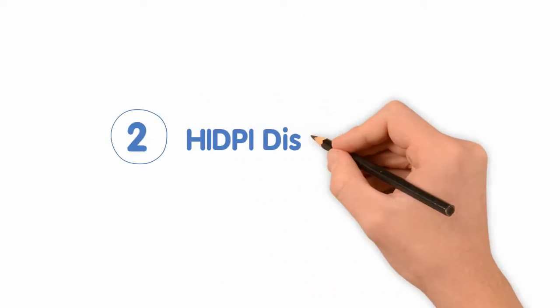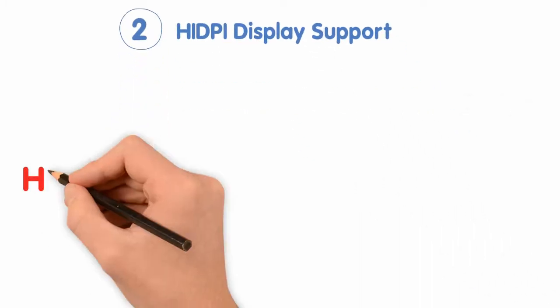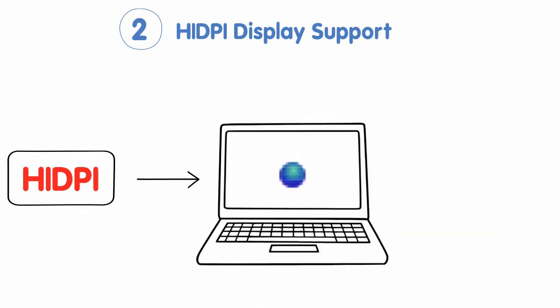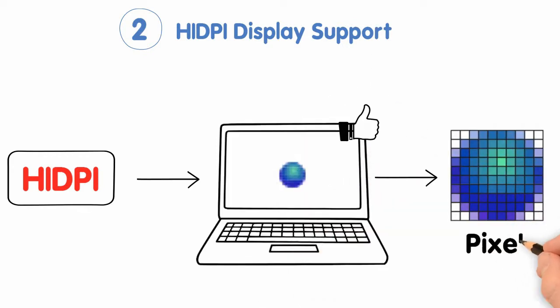Number 2. HIDPI display support. HIDPI is an acronym for High Dots Per Inch and is a technology which enables the quality of the display by increasing the number of pixels per inch.